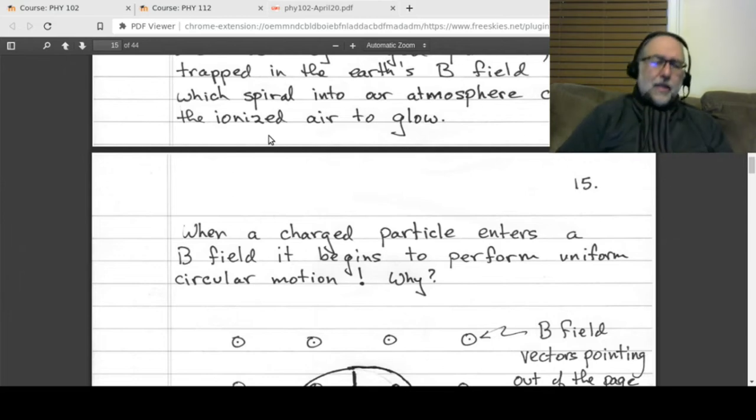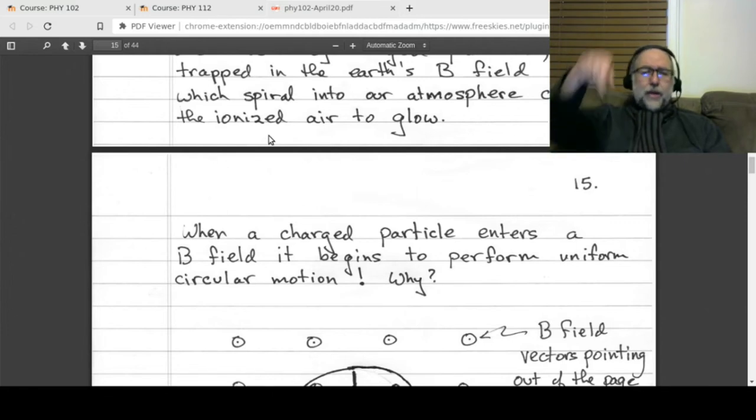But a minute ago, I said that these charged particles would spiral. And you're wondering, well, why do they spiral? Isn't that kind of like going in a circle? That's right. You'll be surprised that when a charged particle enters a magnetic field perpendicular to the field, it actually undergoes uniform circular motion. Right, so that's kind of interesting.